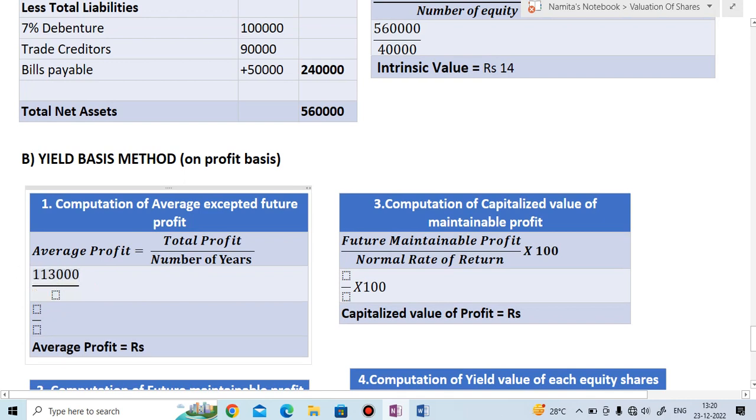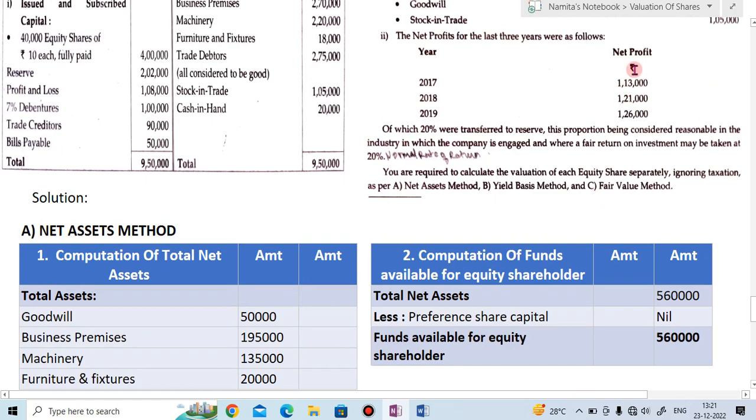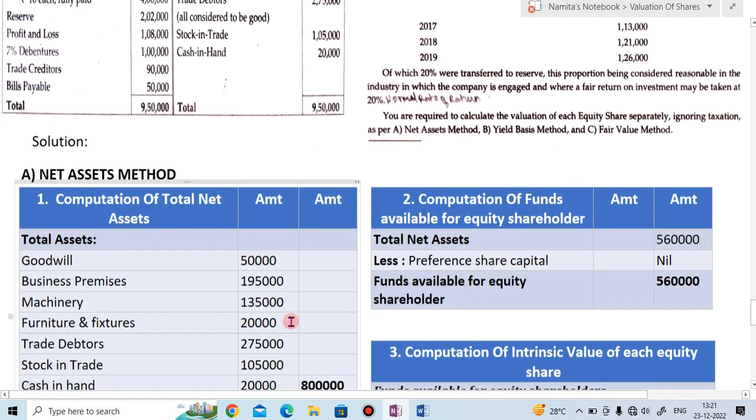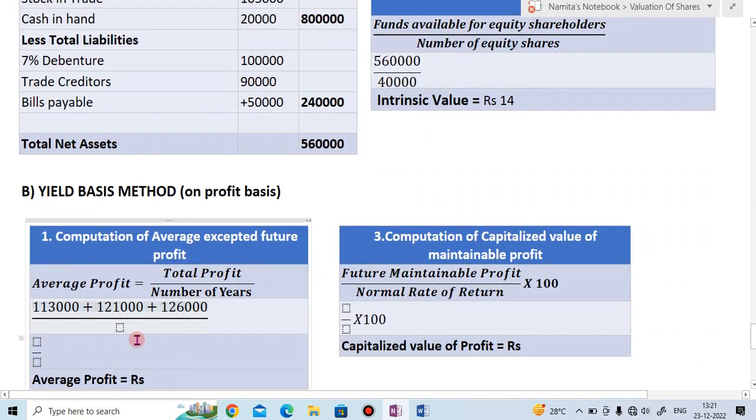1,13,000 plus 1,21,000 plus 1,26,000. It is given in the question. You can check here. Okay. Now divided by what? Number of years. How many years profit is there? 3 years the profit is there.